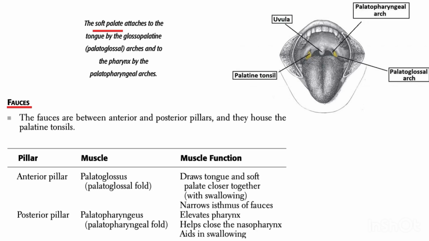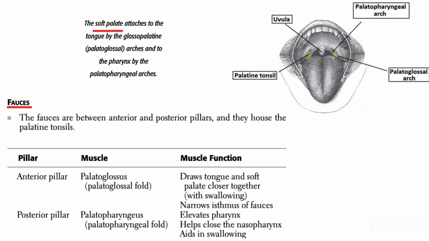Fossae are between the anterior and the posterior pillars, and they contain the palatine tonsils. We will see what those pillars are. We can see in the diagram that the yellow colored thing is the palatoglossal arch, and behind it is the palatopharyngeal arch.